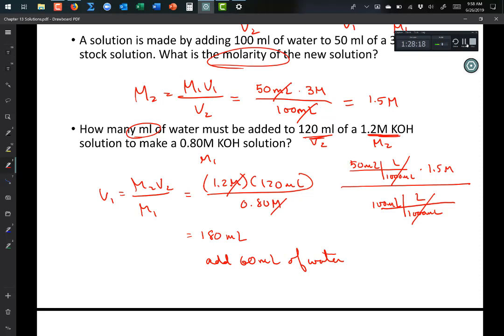So when you do these questions, they can be tricky if you just blindly do the equation. You really have to stop and think, what did it ask me to find? And it said milliliters of water must be added to 120 mL of that to get to 0.8.